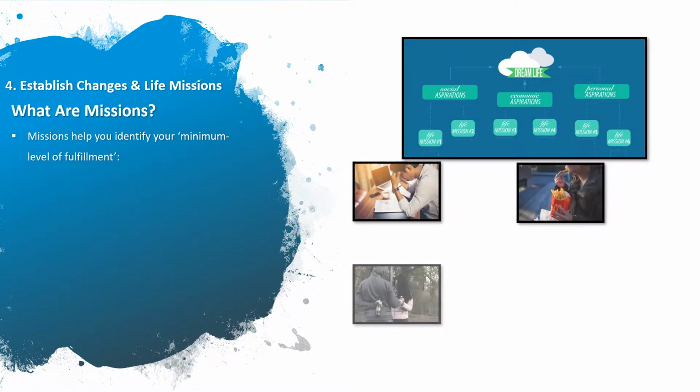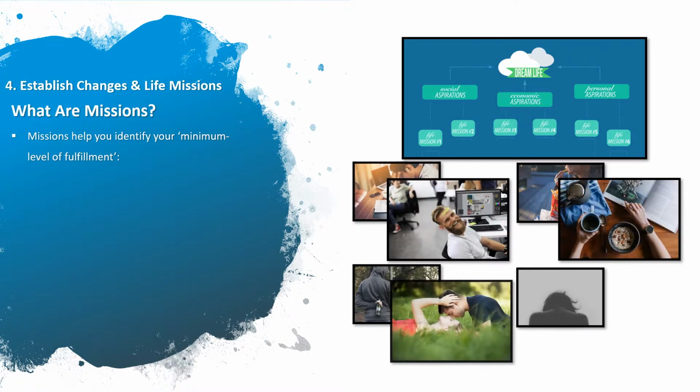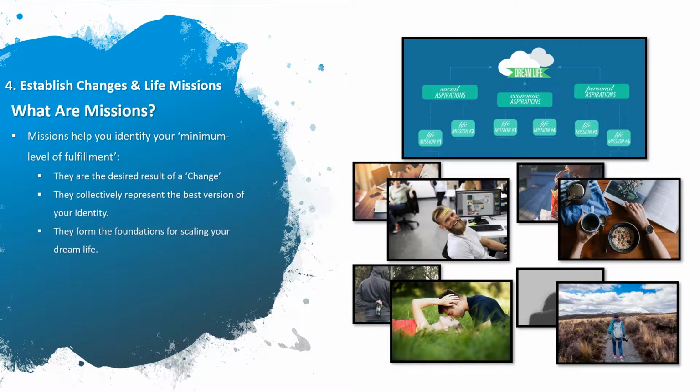So missions help you identify your minimum level of fulfillment. If you notice on the model, your missions descend directly from your aspirations, and working from your life missions is how you're going to build your dream life. They are the desired result of a change. So think about the changes you want to implement in your life. What's the desired result of implementing that change? That's how you develop your life missions.